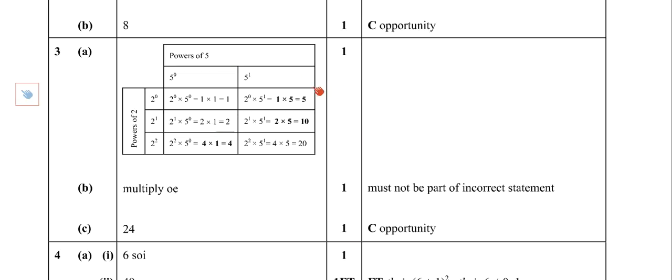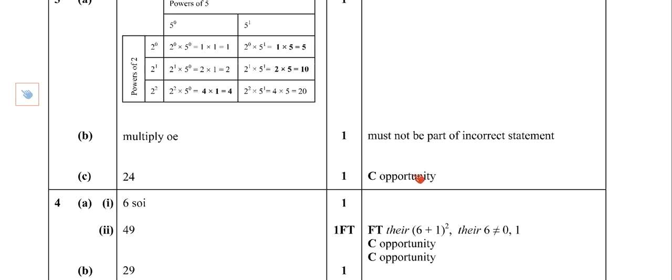Question 3, the whole table, all the values, 1 mark. Oh, these people are mean. Stingy people. Multiply. Rows times column, you have to multiply. 1 mark. 1 mark. Yeah, just multiply. Again, notice how there's a C opportunity again. How did you work it out?